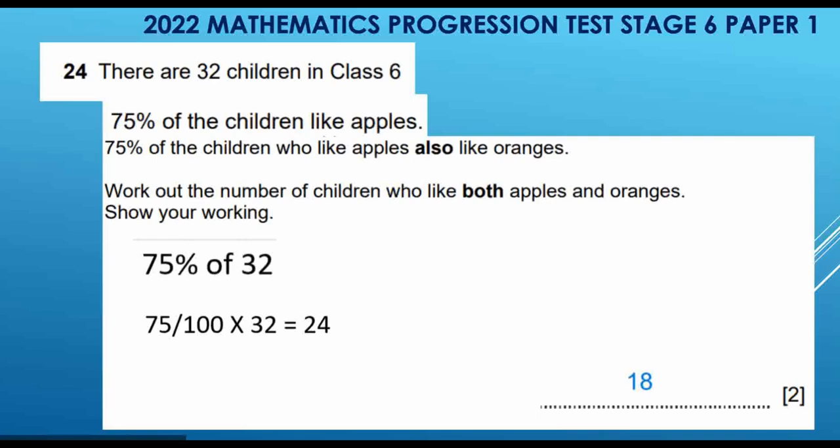So 75 over 100 can be simplified. Since this is a no calculator paper, we cross this out, divided by 25, becomes 3 and 4. Now 32 divided by 4 is 8. Now 3 times 8, we got 24. That's how we got 24.